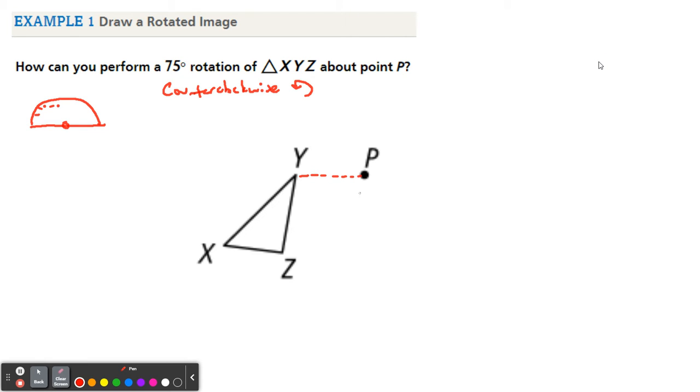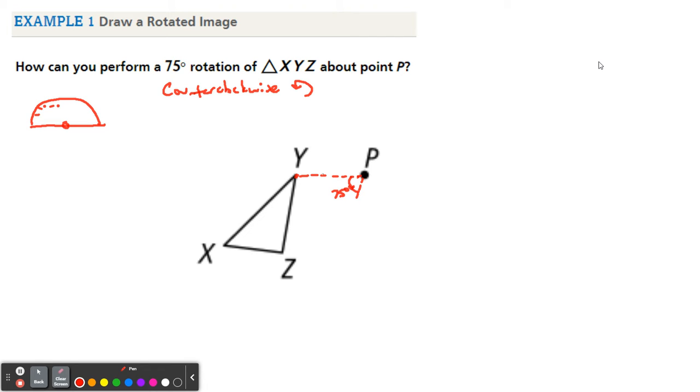Now, when I do this rotation, counterclockwise is going to be this direction, and I need to rotate so that the angle between Y, P, and Y prime is about 75 degrees. So I'm going to draw this and erase this. This would be about 90, right? That's 90 degrees right here, so I don't want that. I want 75 degrees, a little bit less than that. I'm just freehand drawing. I think this is about 75 degrees right there. So that's a 75 degree angle.